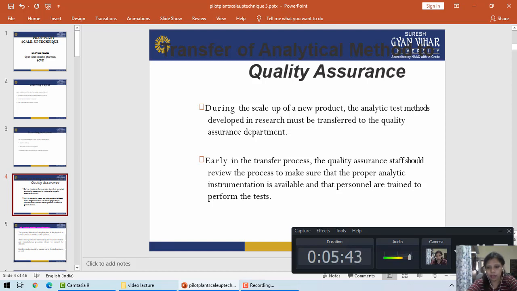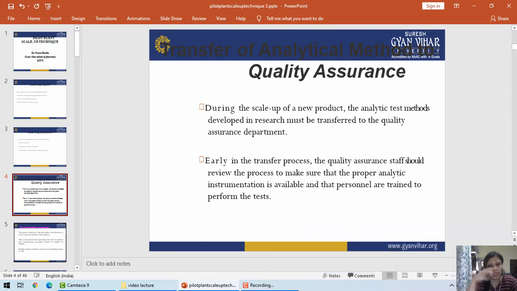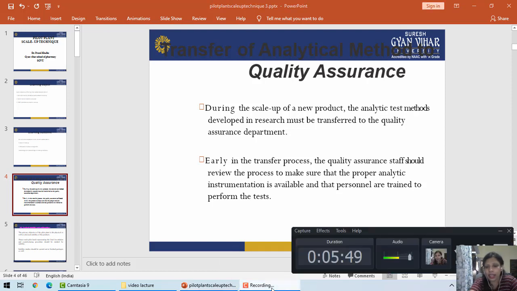Okay, the next is technology transfer. During the scale up of the new formulation or new product, the analytical test method developed in research must be transferred to the quality assurance department. And early in the transfer process, as we have discussed, the trained personnel should be trained properly.